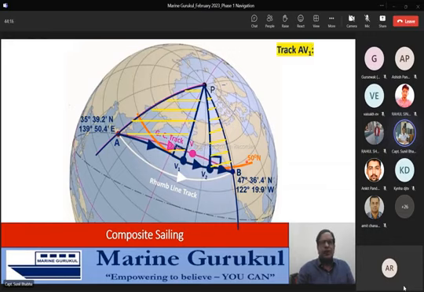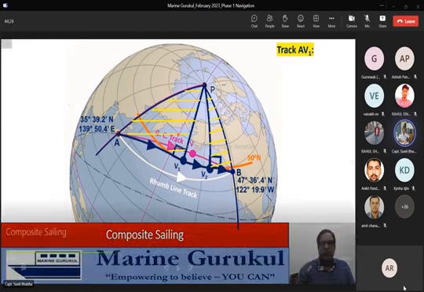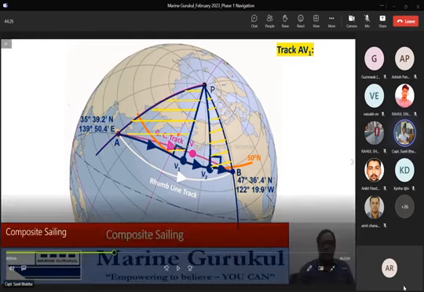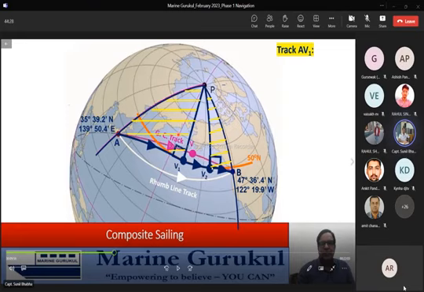Now let's analyze each of these tracks out here. You can see on the screen. Let's analyze track AV1. How do we calculate all these things now? Now, beta, before we go into calculation, any doubts coming into your mind?